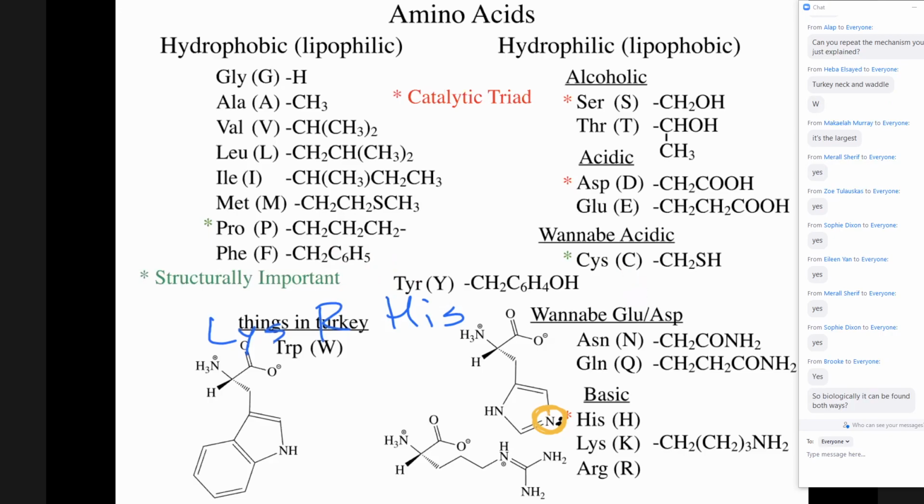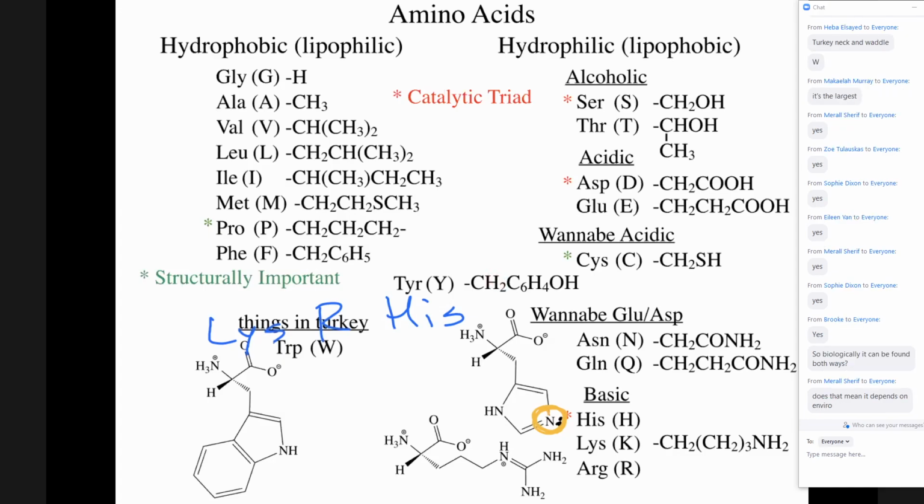It can be found in both locations. You can find it in hydrophilic spots. You can also find it in hydrophobic spots. So it could be found on the active site of a hydrophilic charged molecule, or it can also be buried in a hydrophobic pocket. So it's a dual citizen. It depends on environment. Exactly. Everybody just read that. Depends on environment.